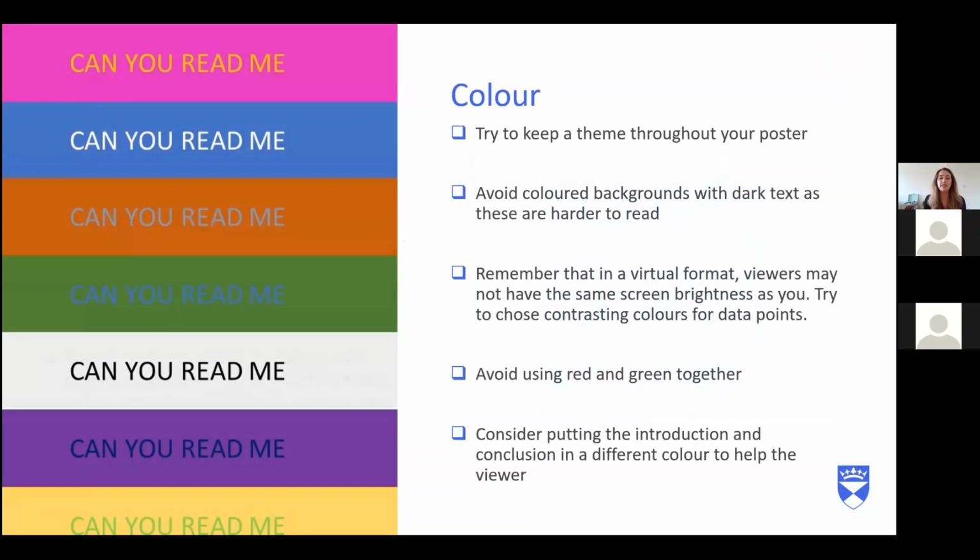Try and use contrasting colors if you've got graphs that have different data points on them. So, you know, maybe a blue and turquoise will look really lovely on your screen, but on someone else's screen, it could all just look blue. So if you really want to highlight different things, do try and use contrasting colors. But remember to avoid using red and green together.